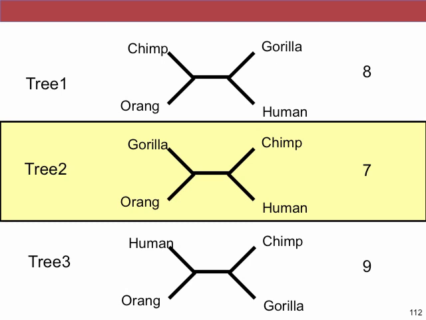Character 7 now is different. Gorilla and human are together, orangutan and chimp are together. You should try this exercise and figure out that tree 1 gets 1, tree 2 gets 2, and tree 3 gets 2. That's 0, 0, 0, 1, 1, 1. And so in the end, there is a tree that wins. It's tree number 2. And in the next lecture, we'll talk more about this and then talk about other issues with phylogenetic tree inference.